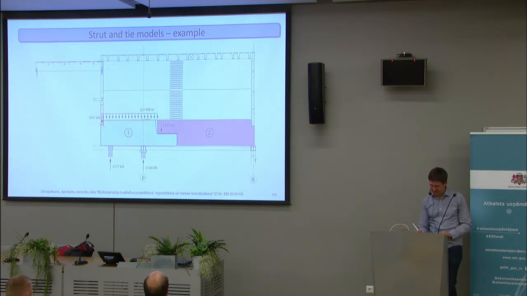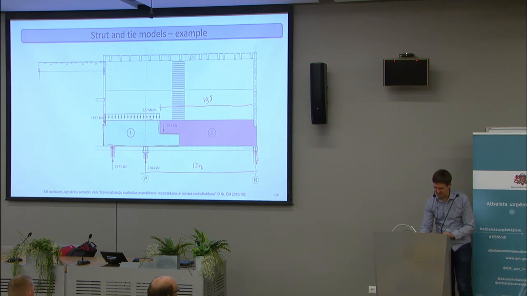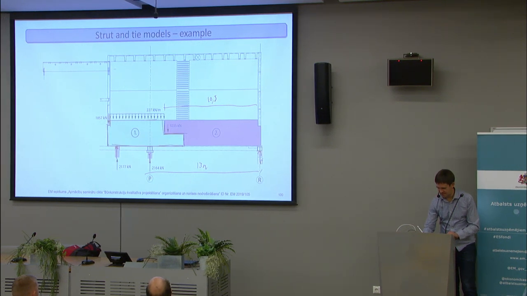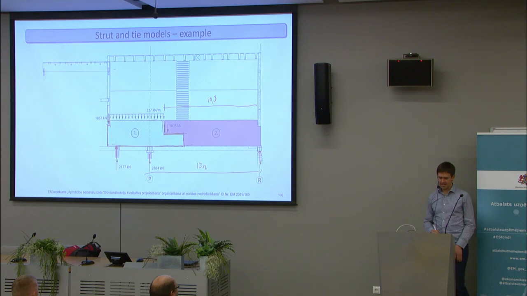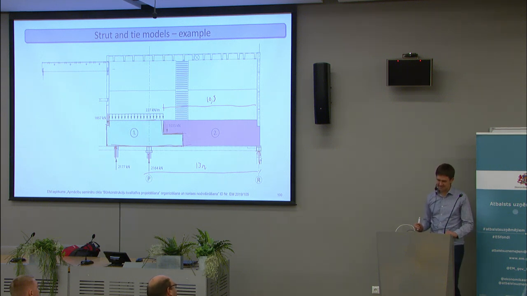And then the crossing wall that has supports in here, and in here. So this span is 13 meters, and the maximum element length was 10.5 meters. So here we had to first install this part, and then install this one. So these elements, we designed them using strut and tie models.